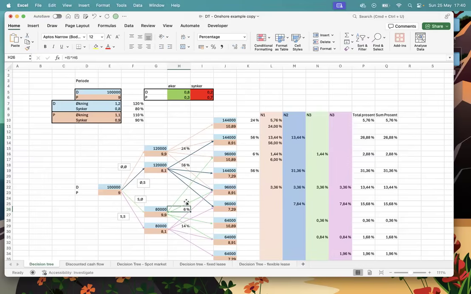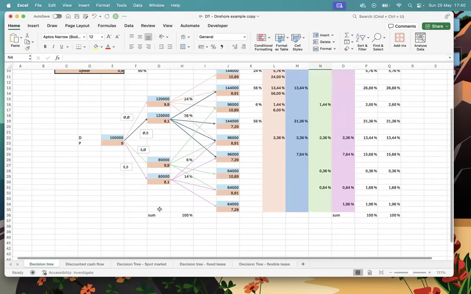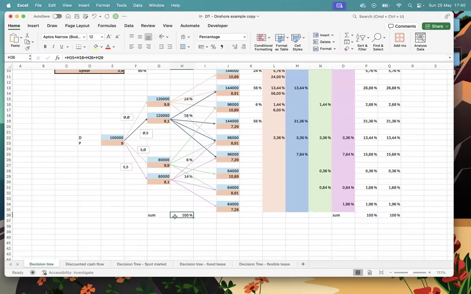And we can do this for all of them. So for this one, it's 24%, where both P and D increase. We find it the same way. So that's how we find the percentage. And at the bottom here, I have summed up each probability just to make sure that it's equal to 100%, because it has to be equal to 100% in total.